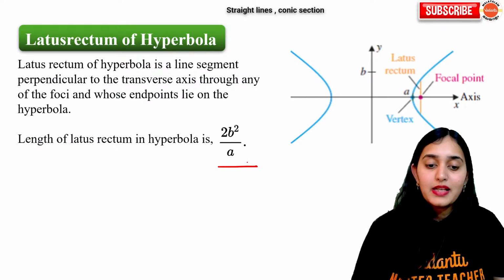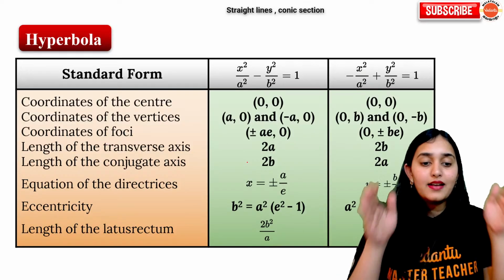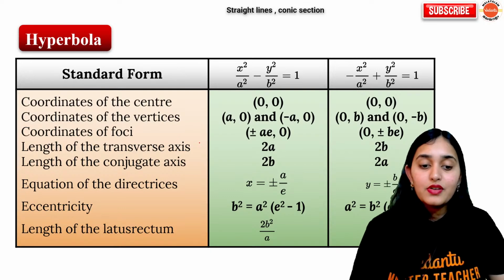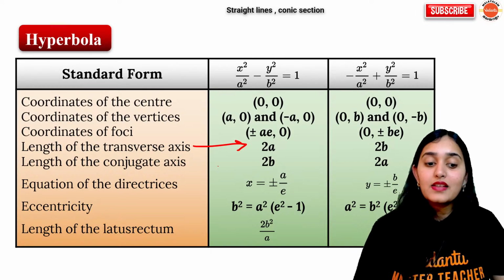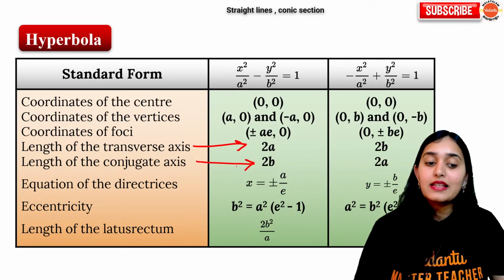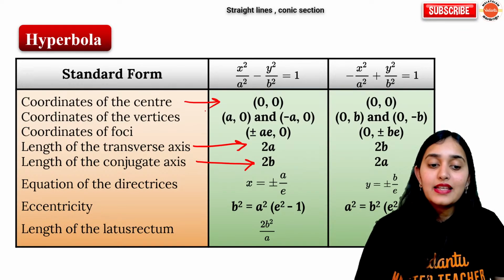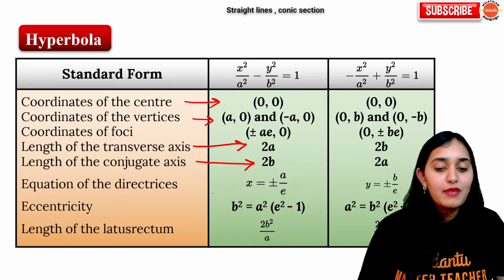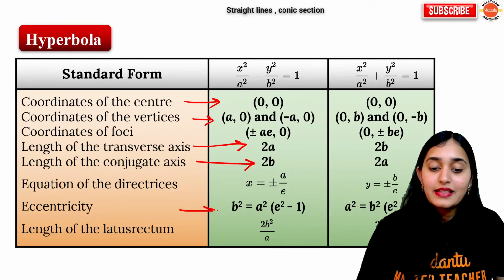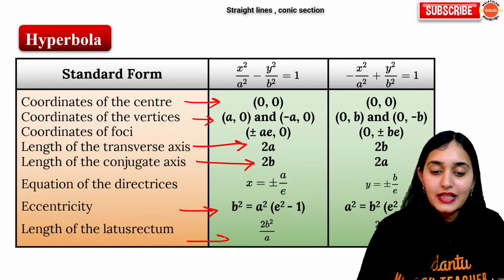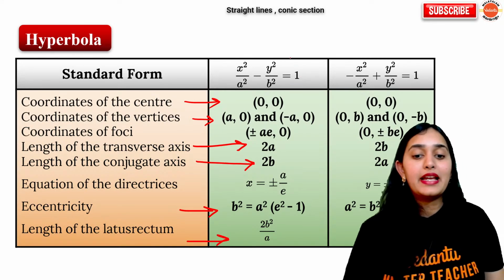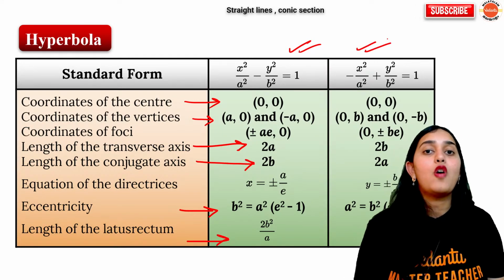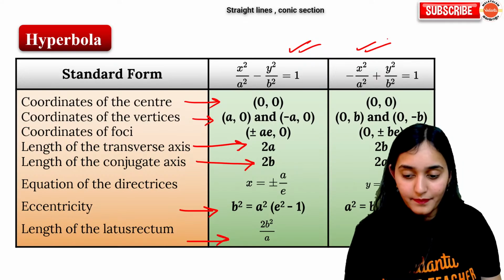And latus rectum is 2b square by a. This is the complete table for all the values. Transverse axis is 2a, conjugate axis is 2b. Center is 0, 0. Vertices are a, 0 and minus a, 0, 0, b and 0, minus b. Eccentricity formula will be this. Latus rectum formula will be this, depending upon the standard form of the hyperbola.